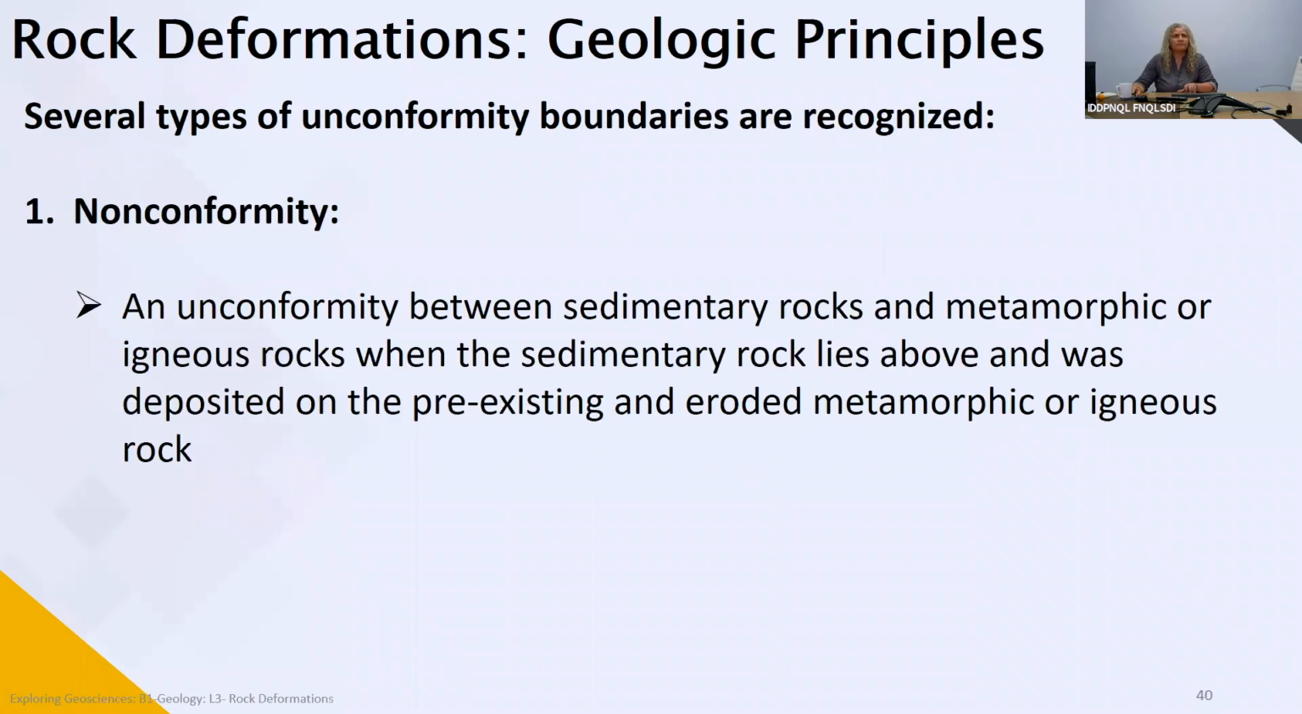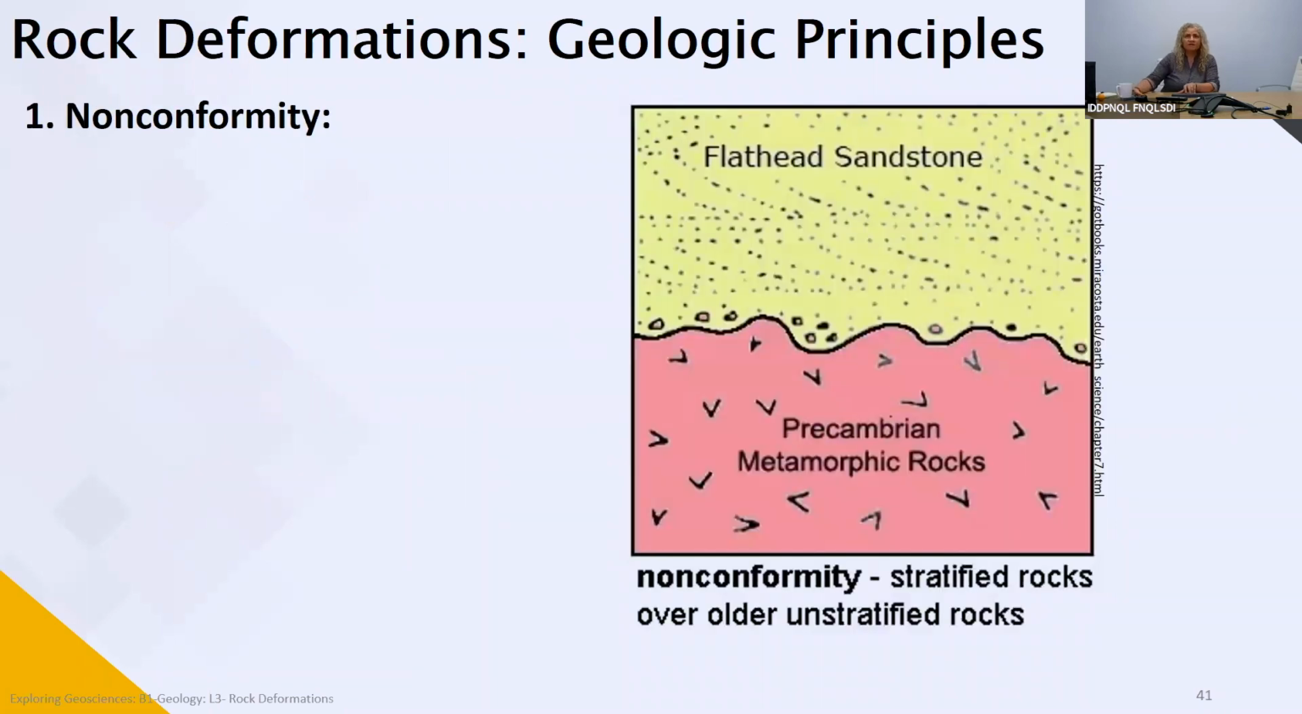A nonconformity is known to occur between sedimentary rocks and metamorphic rocks or igneous rocks, when the sedimentary rock lies above and was deposited on a pre-existing and eroded metamorphic or igneous rock. To illustrate that, we see here at the bottom we have Precambrian metamorphic rocks with a contact that is not direct between the two.